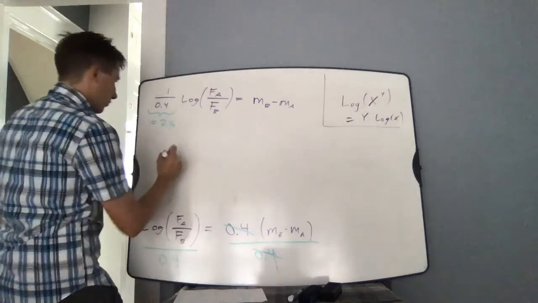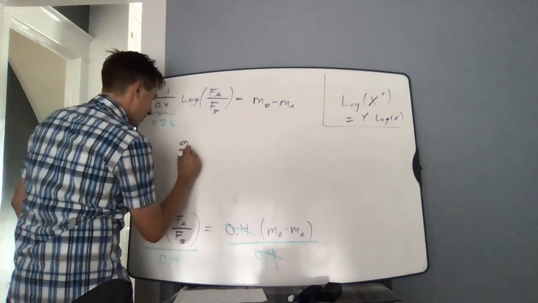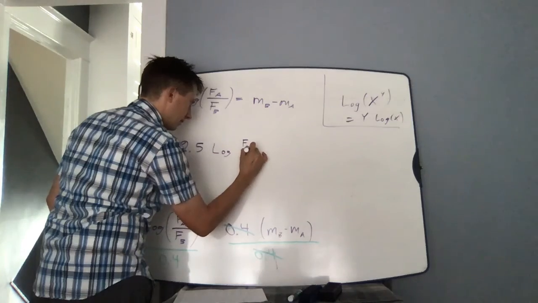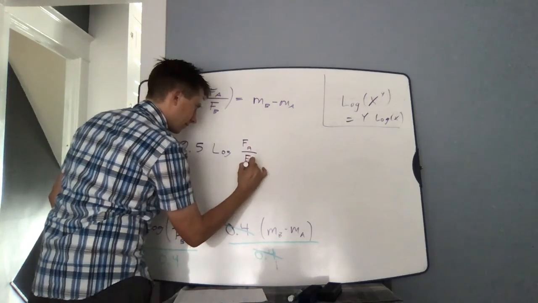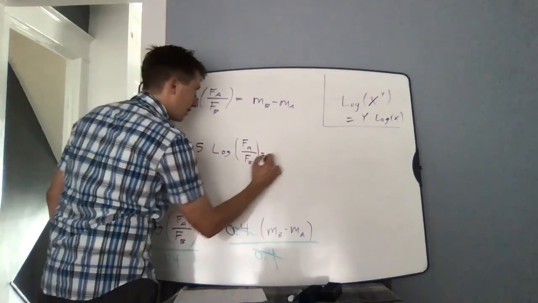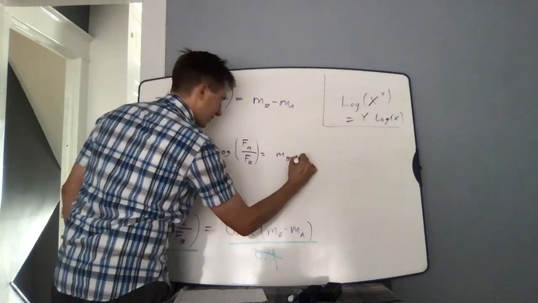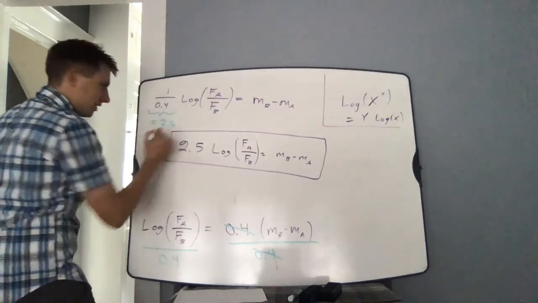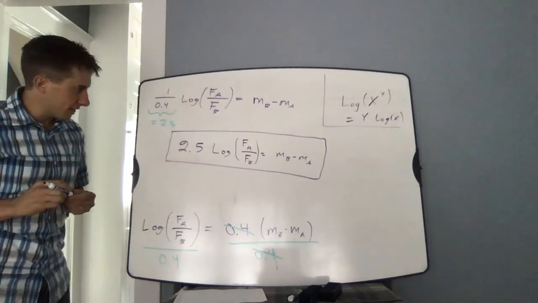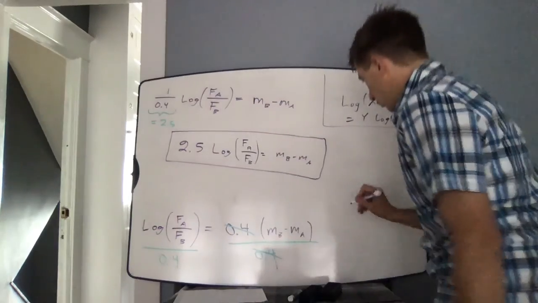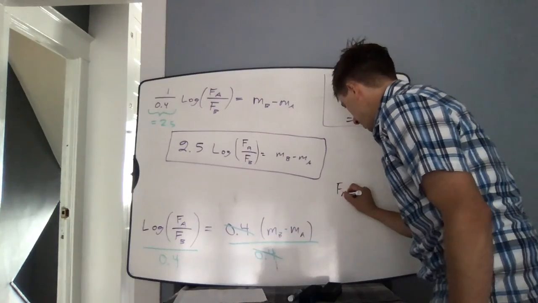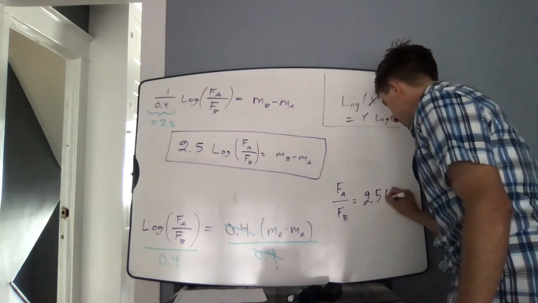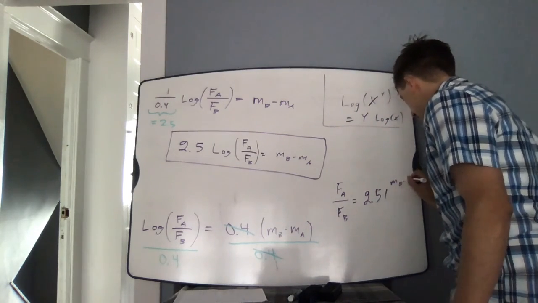So then I am left with 2.5 log FA over FB is equal to MB minus MA. So what I have done in this derivation is we have begun with the equation FA over FB is equal to 2.51 to the power of MB minus MA.